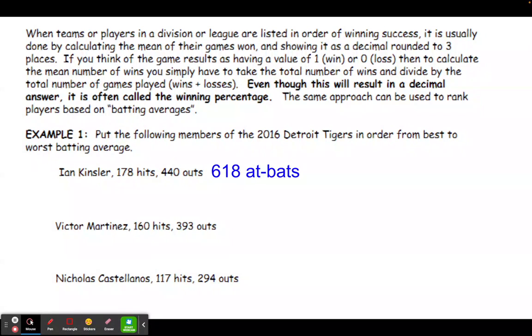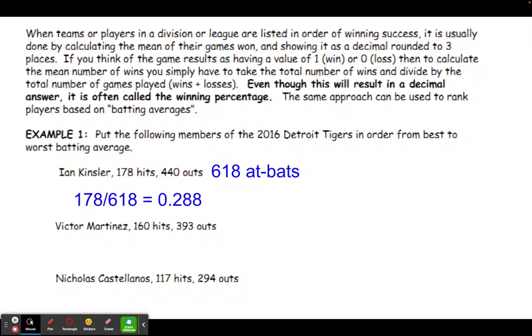So for Ian Kinsler, he had 618 total at-bats. Really, calculating batting averages is pretty simple. You just have to read carefully because in some situations they will give you the number of at-bats, and sometimes they won't, so you just have to look for that little detail. For Ian Kinsler's batting average, we take his hits divided by his at-bats, and that gives us a batting average of 0.288. Again, remember with batting averages, always three places, and please follow the rules of rounding.